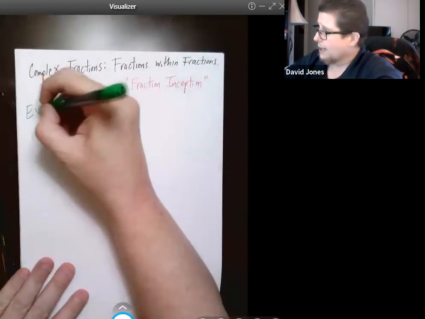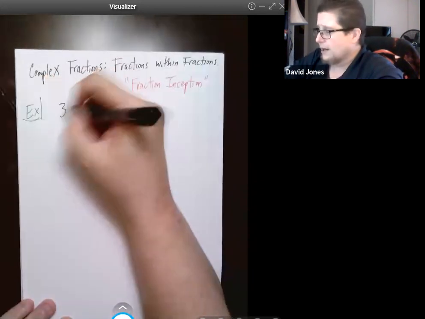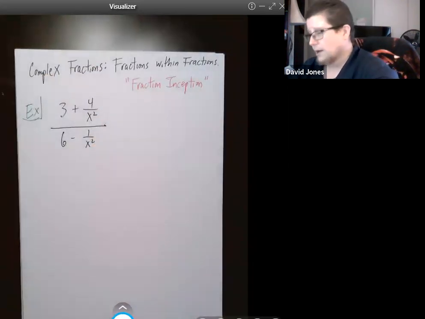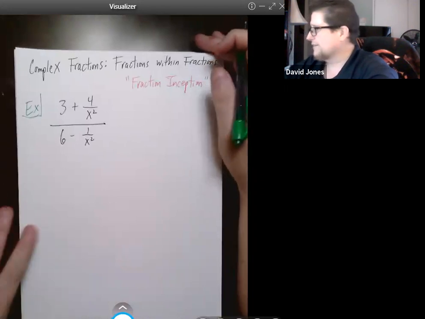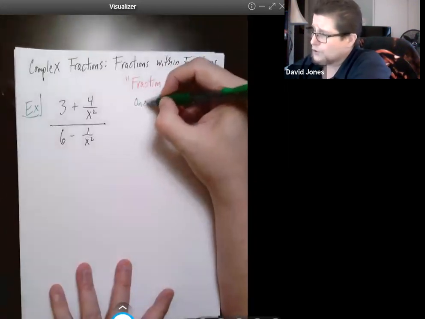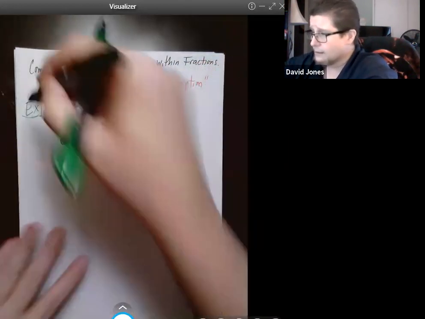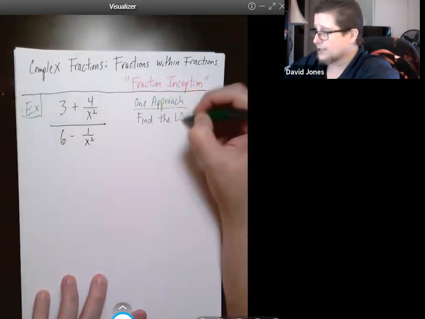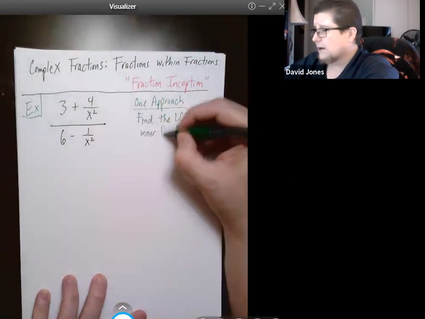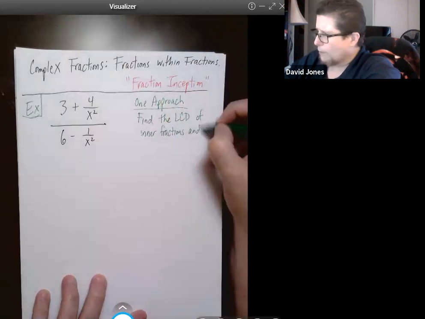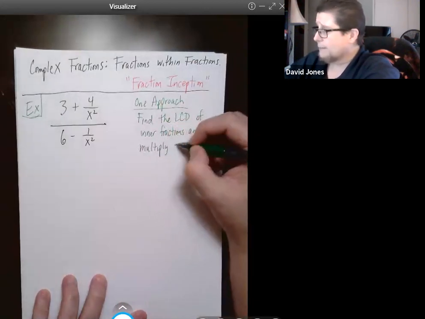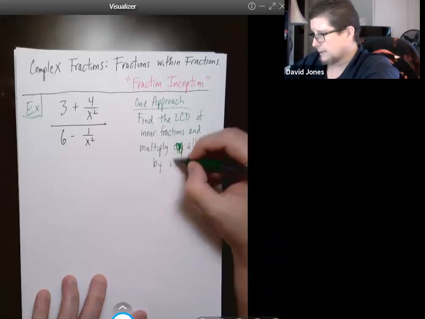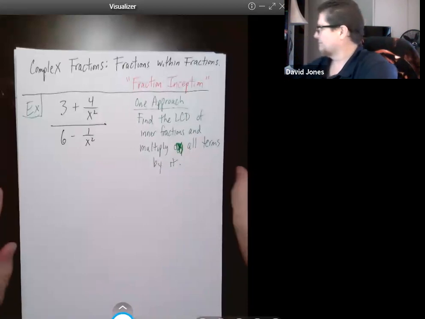So my first example is going to be, we're going to start with 3 plus 4 over x squared, and then I'm going to have 6 minus 1 over x squared. Some approaches work better than others if the denominator is simple. So one approach is the following. Find the LCD of the inner fractions, or smaller fractions, and multiply everything on top and bottom by it. All terms by it. I'll give you a second to write that down.